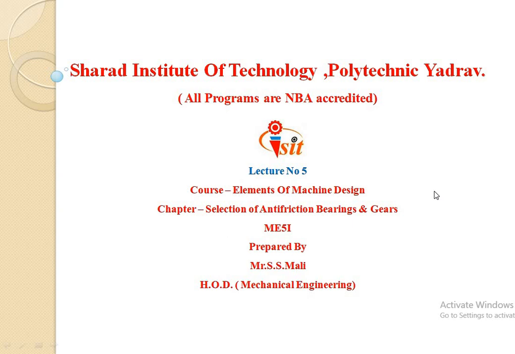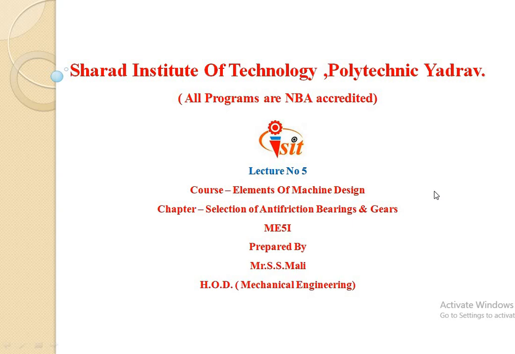In the next lecture we saw the properties of the bearing materials, which materials are used for the manufacturing of bearings, and what are the requirements of the bearing materials. After that we went through the selection procedure of a bearing from the manufacturer's catalog, that means how to select a particular bearing from the catalog, step by step. So up to lecture number 4, we have completed the topic regarding anti-friction bearings.